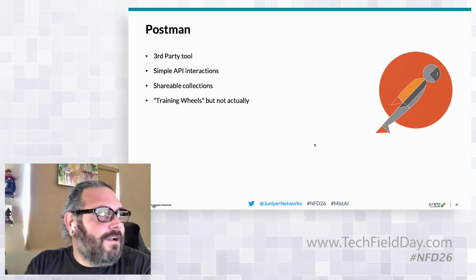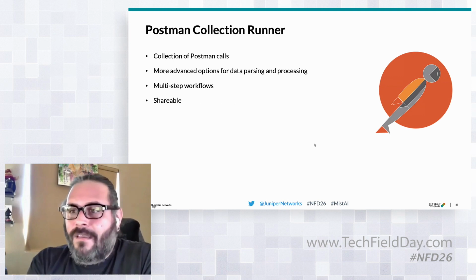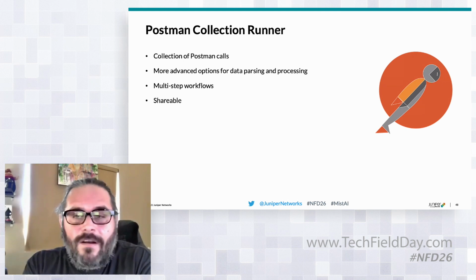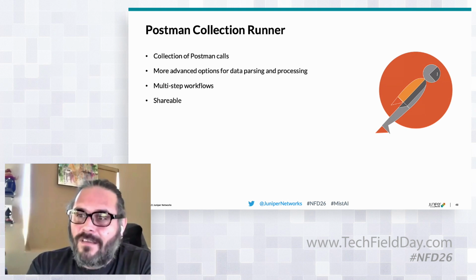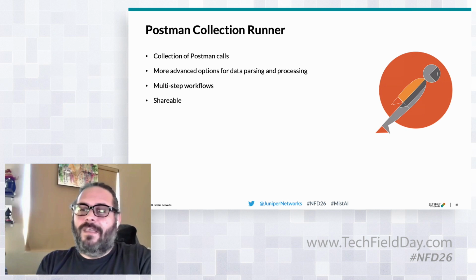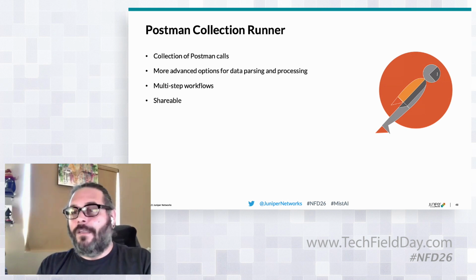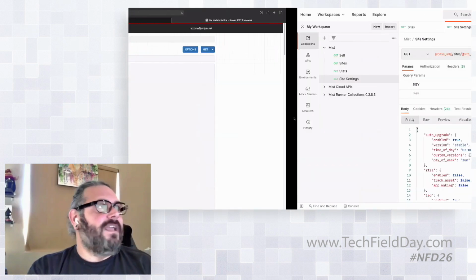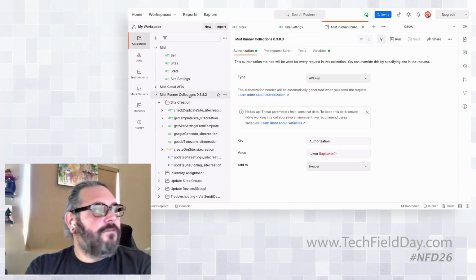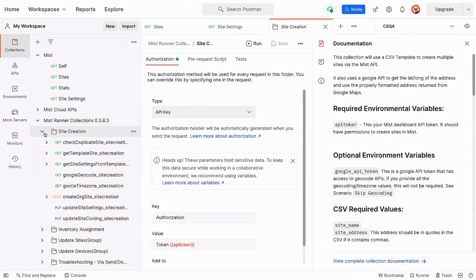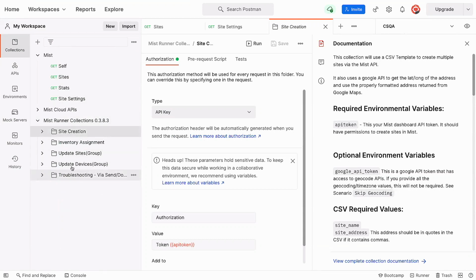Jake has taken it a step further, and he's actually built a Postman collection for Runner. What Runner does is you can create a sequence of calls, and you can do some really advanced options with data parsing and processing. You can create multi-step workflows, and then you can share them. That is exactly what Jake has done. We have a Mist Runner collection out there, and Jake has built all of these out. It's constantly updated. You can see right now we're at 0383.